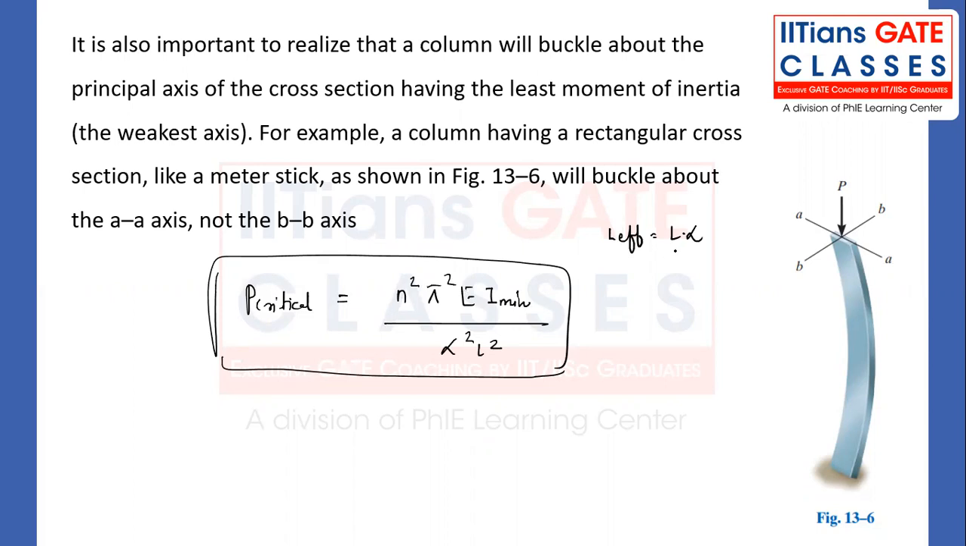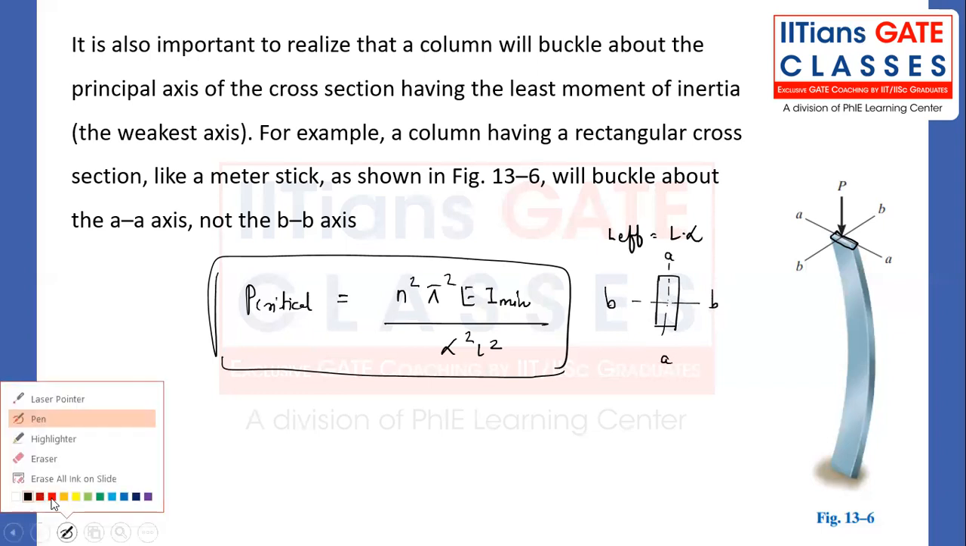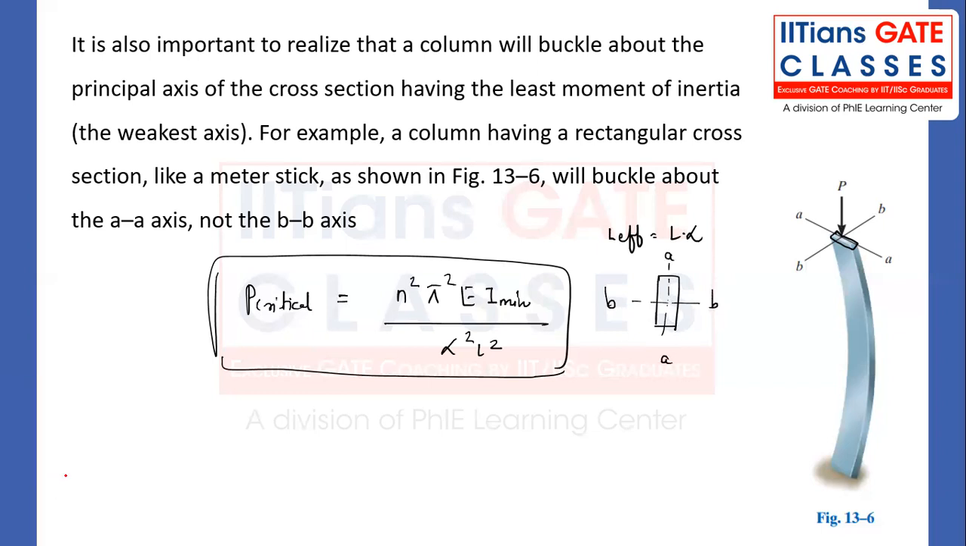So here, try understanding. This is the cross section, right? As you can see, this cross section is a rectangular cross section, where this particular axis is BB axis, and this particular axis is AA axis. And the dimensions I'm calling width and depth.